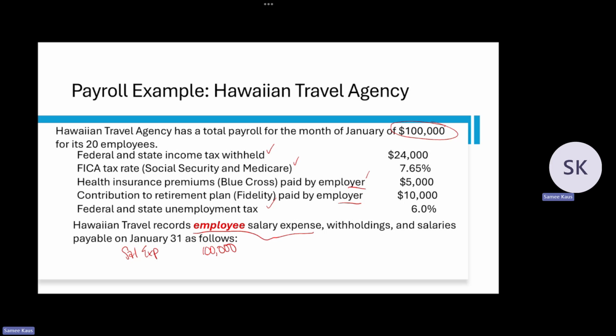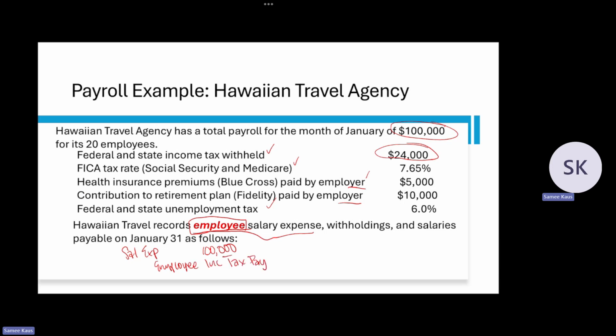Okay. Now I need to ask myself, well, what is the employee responsible for here? Right? What is the employee responsible for? Well, the employee is responsible for paying income tax. So the employer is booking a journal entry and saying, hey, I have this employee income tax payable.